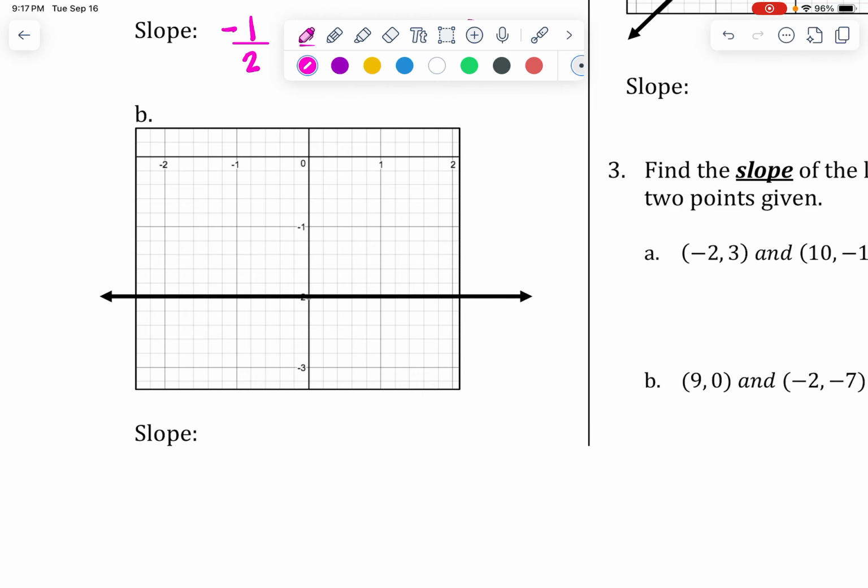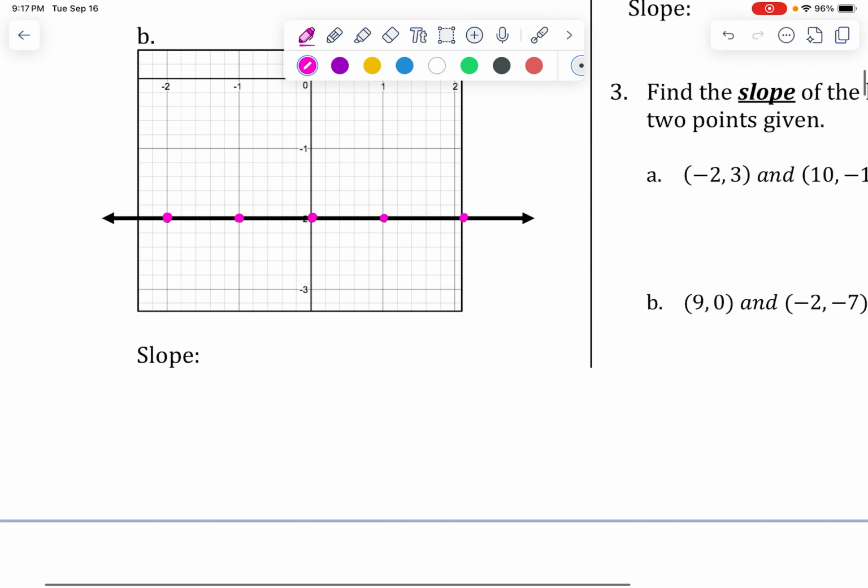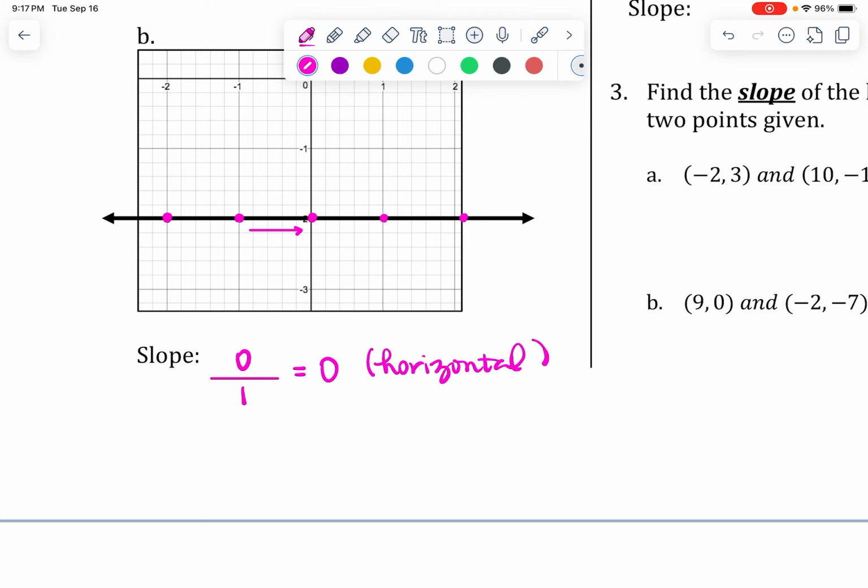This is a horizontal line. So even if I pick some points, which you obviously don't have to do, right? The slope is 0, right? But again, let's talk about why the slope is 0. Because let's say I want to go from this point to this point. Well, I didn't rise any, so my numerator is 0, but I did run 1. Well, what's 0 divided by 1? 0, right? And that's because it's a horizontal line, and all horizontal lines have a slope of 0 because there's no rise and they're all run.